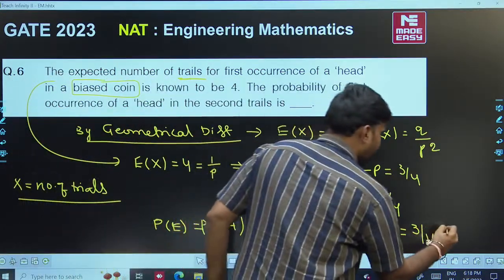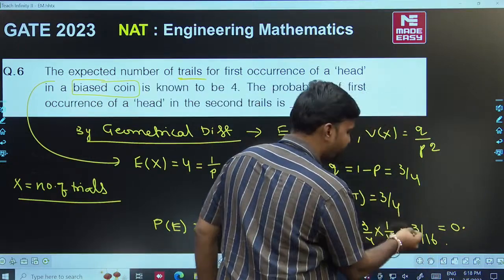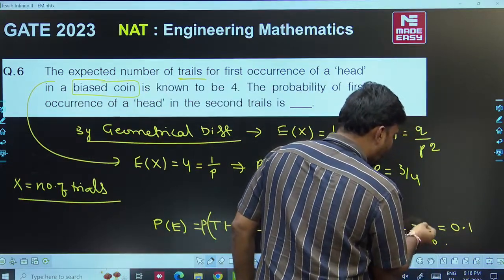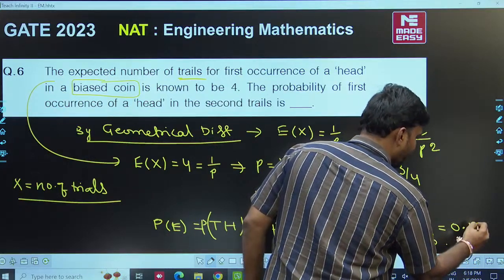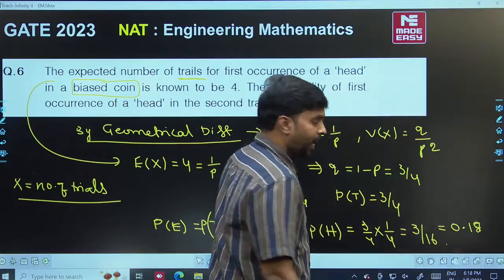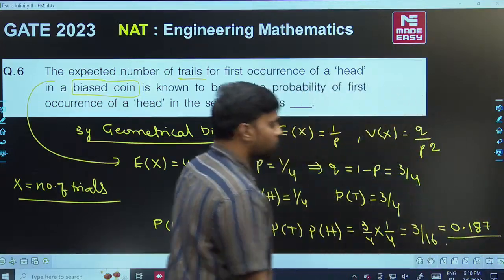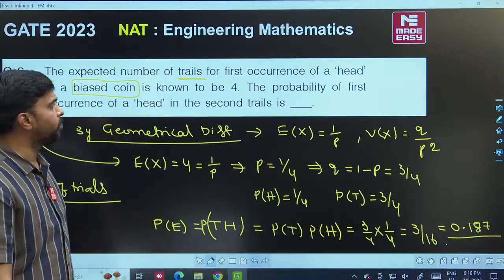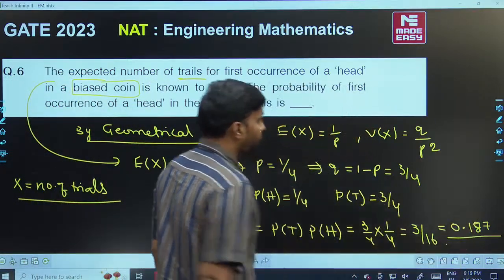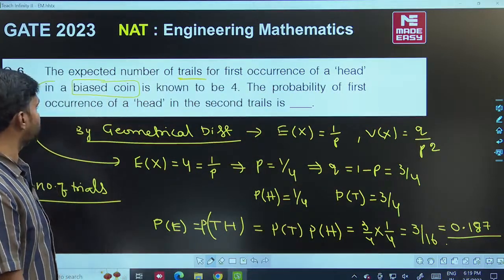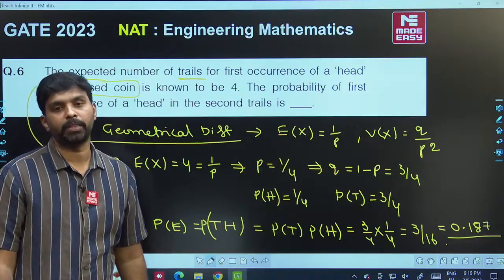So you can calculate, this is 0.1875 or something like that. So 0.187 up to 3 decimals is the answer for this question, right? So this is all about the engineering mathematics questions.